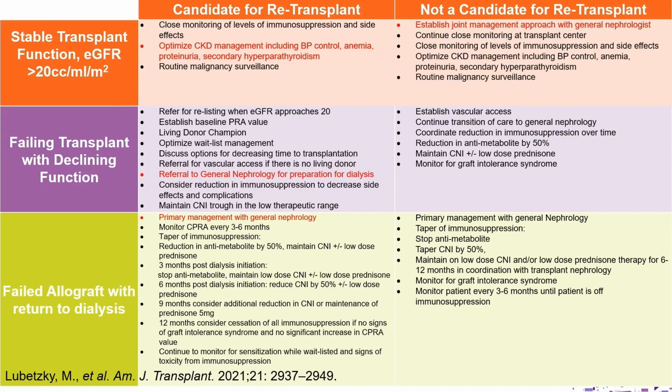So in our patients with stable transplant function and a stable GFR, if they were a candidate for repeat transplant, this is when we want to optimize their CKD management, including blood pressure control, anemia, proteinuria, secondary hyperparathyroidism, continue routine malignancy surveillance, and close monitoring for potential side effects of immunosuppression, potentially targeting slightly lower goals, but for the most part, keeping them stable on their immunosuppression.